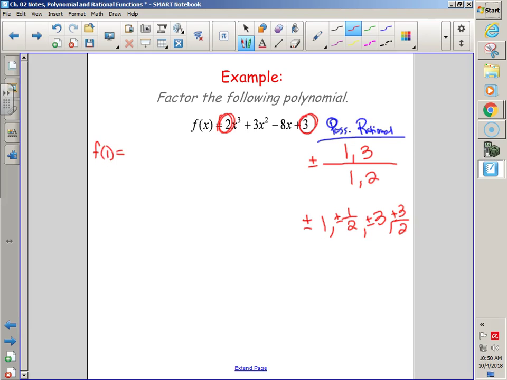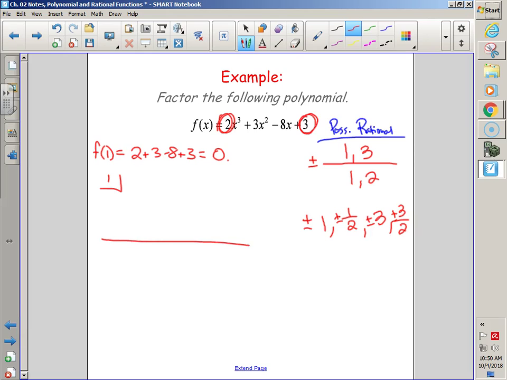Okay, some of my mental mathers figured out plugging in 1 isn't too bad because you get 2 plus 3 minus 8 plus 3. 3 and 3 is 6 and 2 is 8 and 8 minus 8 is 0. Why do I like plugging in if I can? It saves me work. I just found a 0, so now that I go to synthetic, what do I already know? Because the function value is the same thing as, ooh, quiz time, the remainder.